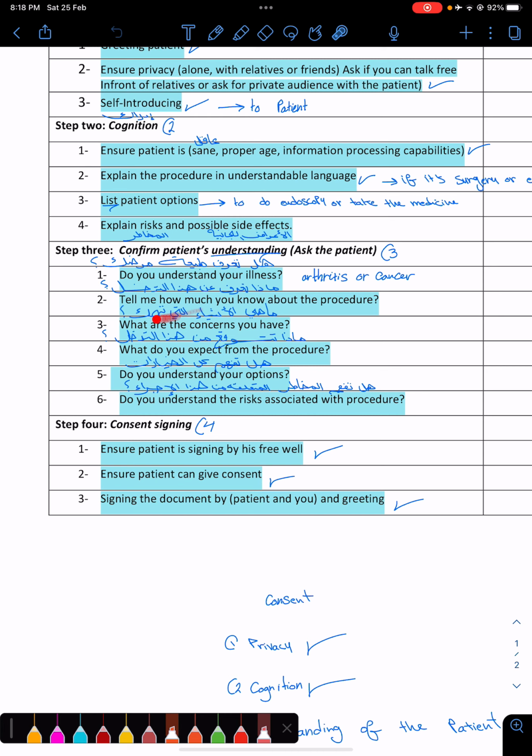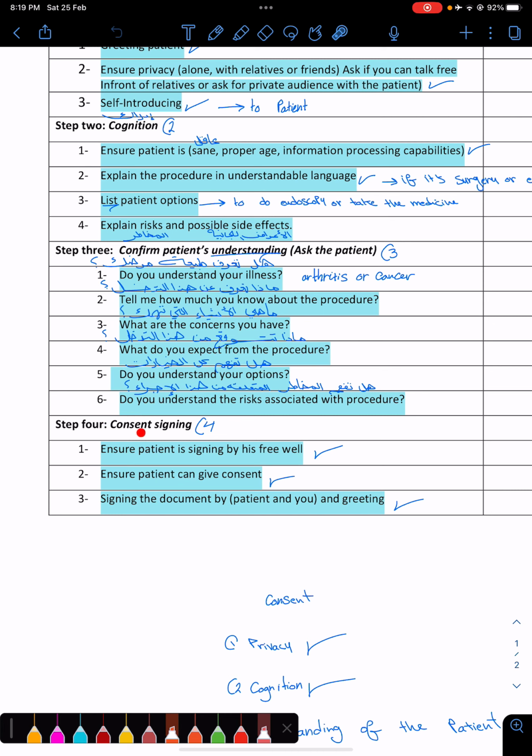Do you understand your illness? Tell me how much you know about your procedure. What are the concerns that you have? What do you expect from this procedure? Just after the concerns, do you understand your options, right? Do you understand the risk associated with this procedure? So all of these have to be told to the patient, right?